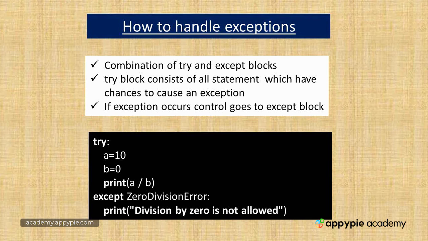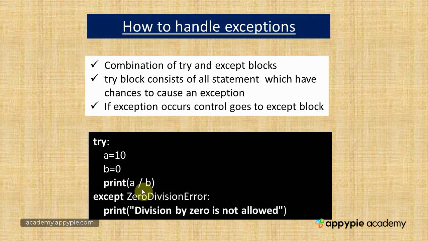Okay, let me give you an example. This is my try block, try colon. This is the syntax, and these are the statements which I am writing in the try block. These statements stand a chance to raise an exception, which is why they have been written in the try block. After indentation, I have written a is equal to 10, b is equal to 0, and then print a divided by b. Now one thing is for sure, that division by 0 is not allowed.